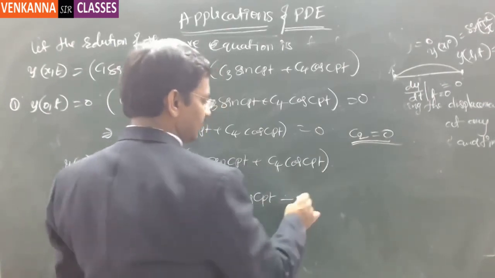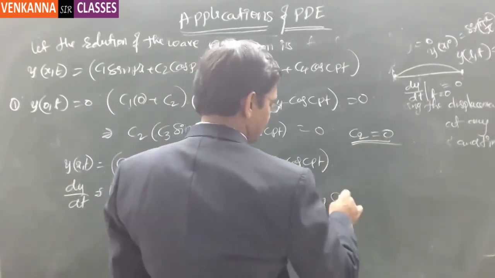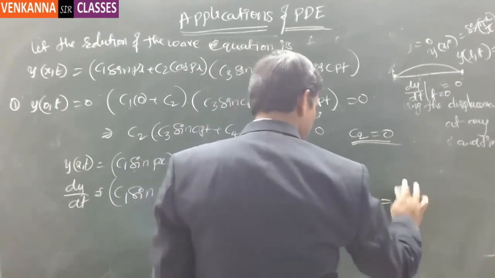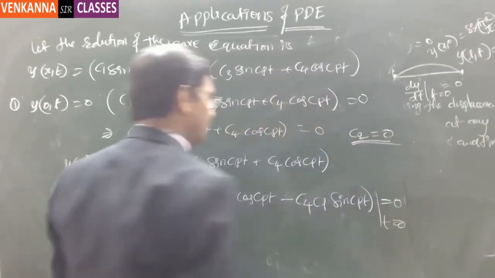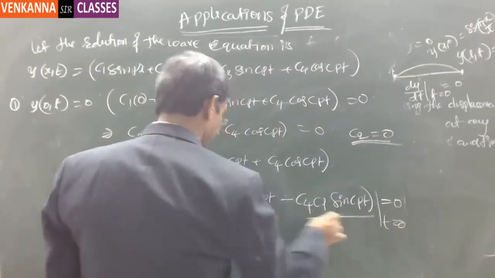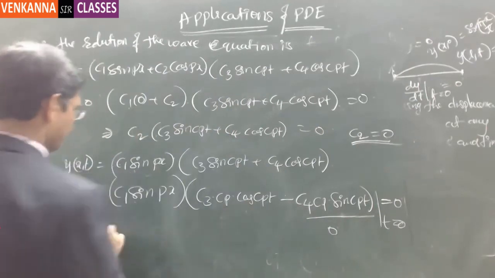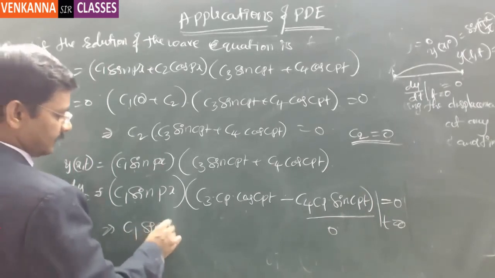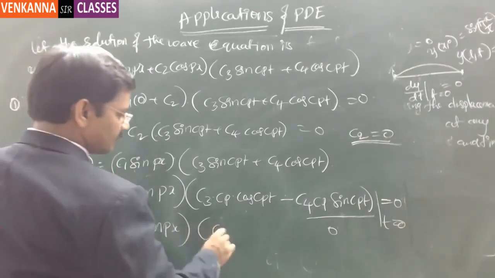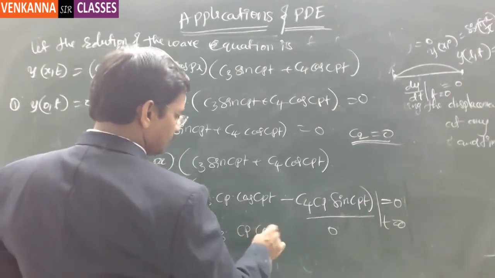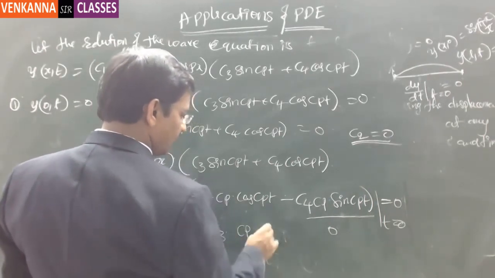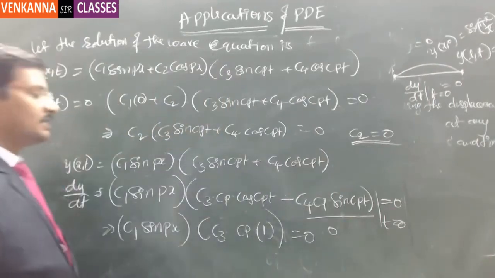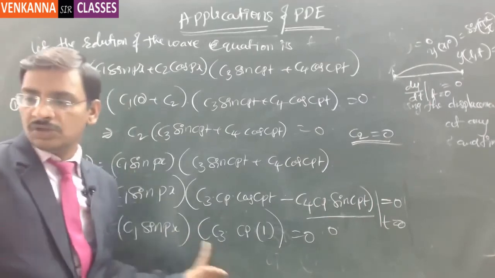So the derivative of cos is minus sin cpt, and this value is coming out to be 0 at t equal to 0. See, if I put t equal to 0, this part will be 0 and this part will be c1 sin px getting multiplied by c3 cp cos cpt. So this part is anyway 1 because at t equal to 0, this value is coming out to be 0. So this is possible only if c3 equals 0 but not c1.